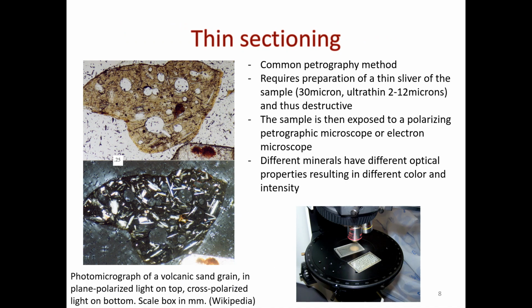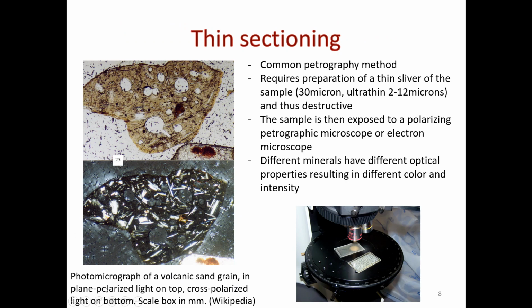So you do literally a thin layer of rock and you put it in between two glass plates, and then you use polarizing light to actually image. Now, different minerals will have different optical properties, and that results in the color and intensity that you see in the resulting image. Okay?